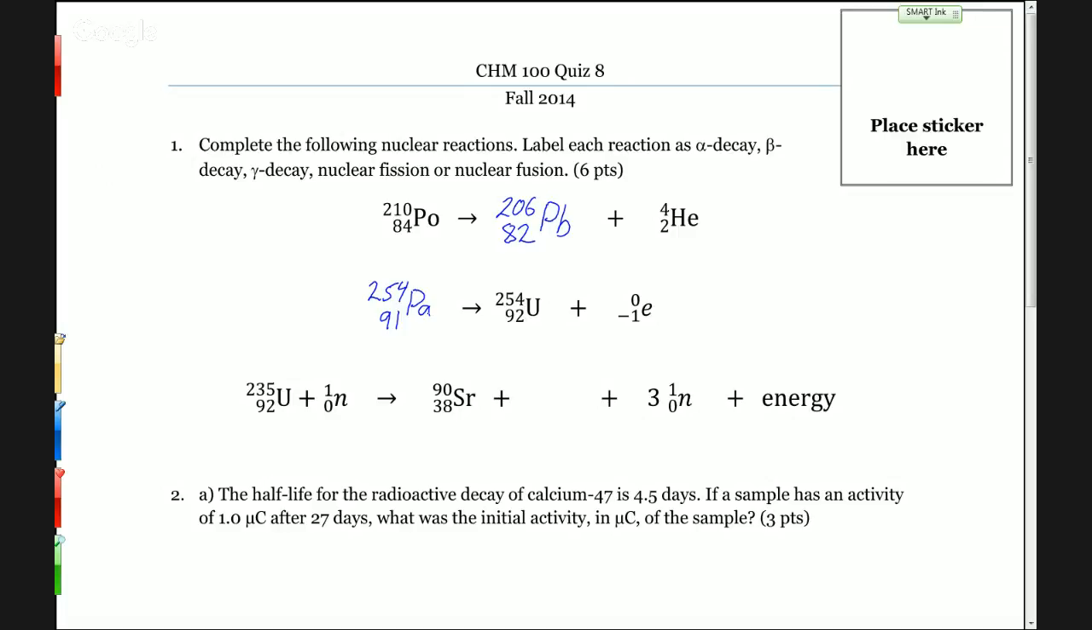All right, and the last one, the missing symbol there, again, we can just add up the numbers to find it. That's going to be 38 down here. And then on the top, it's got to equal 236. 235 plus 1. So all of these together have to equal 236 also. We've got 90, and we've got 3 neutrons, so that's 93. 236 minus 93 is 143, so that's 143.